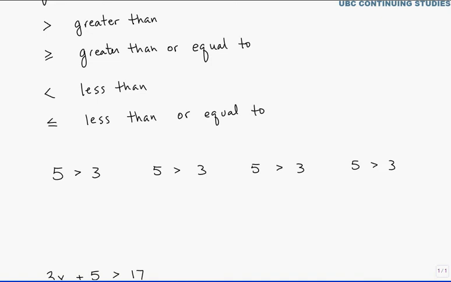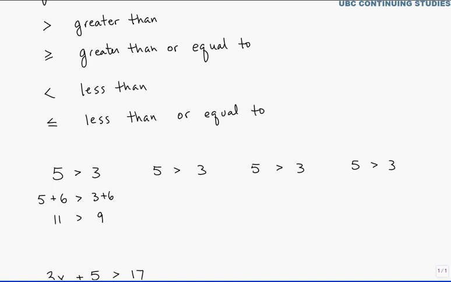Now, some of the things I can do with equations. Well, I can add the same thing to both sides. What if I add 6 to both sides of this inequality? Is it still a true statement? So the left-hand side becomes 5 plus 6, which is 11. The right-hand side becomes 3 plus 6, which is 9. 11 is still greater than 9, so that's fine.